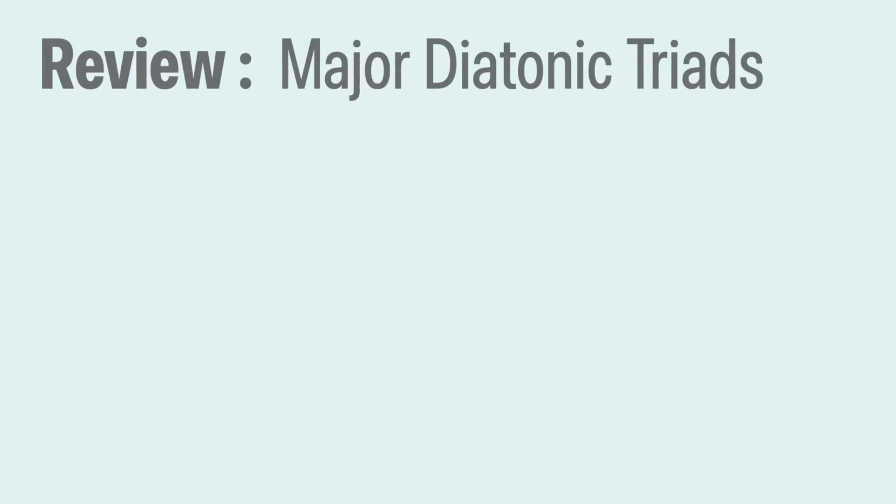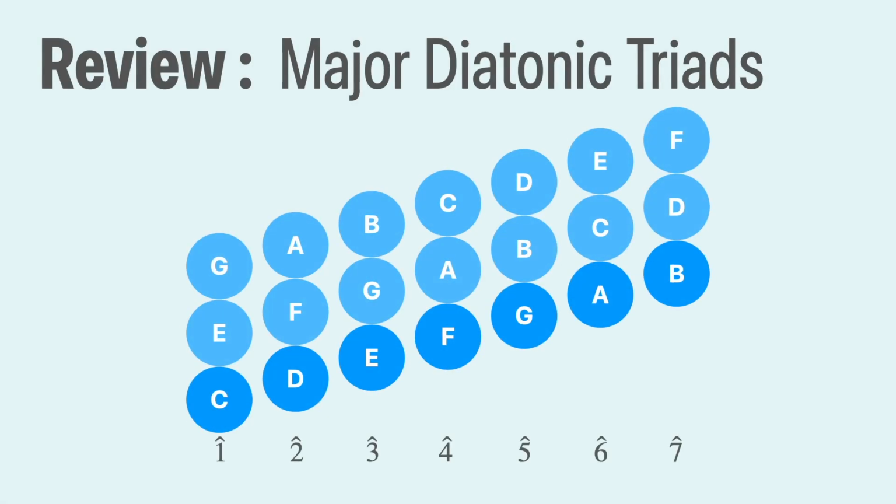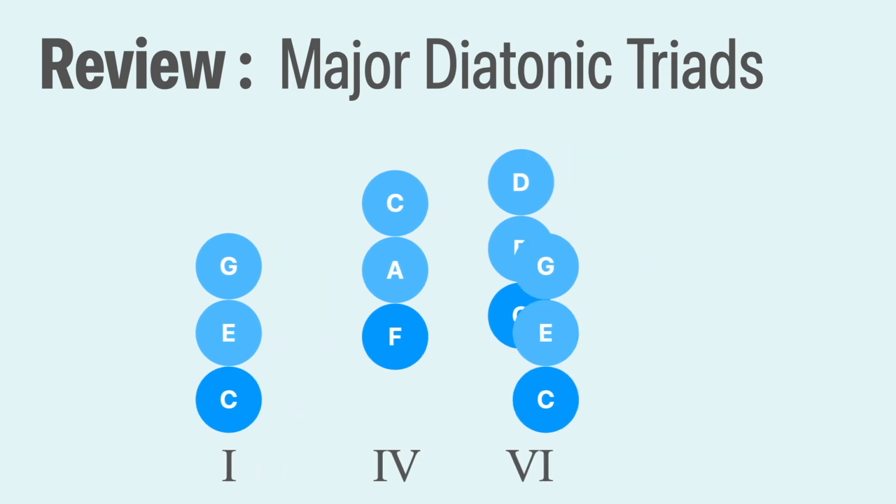In our last lesson, we discussed major diatonic triads. We covered building the full set of diatonic triads based on the scale degrees of the major scale. We talked about Roman numerals and how they relate to triad qualities. We also discussed how chords can be arranged in a specific order to create a chord progression.